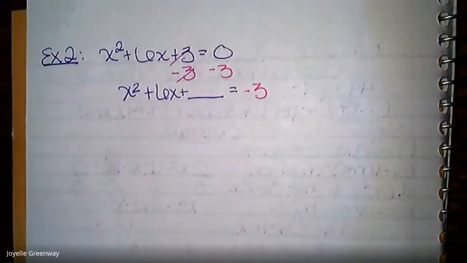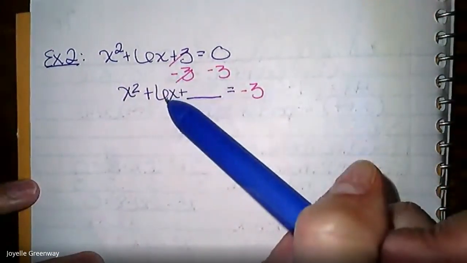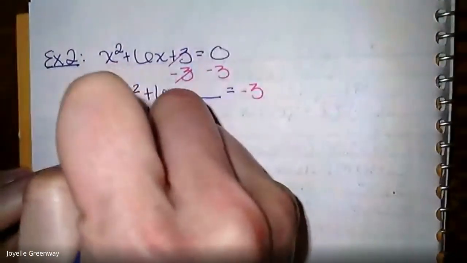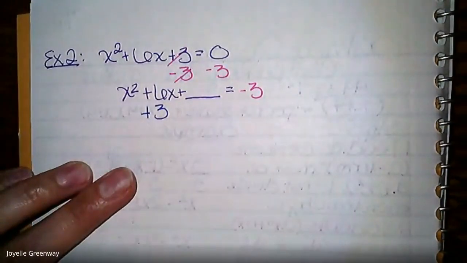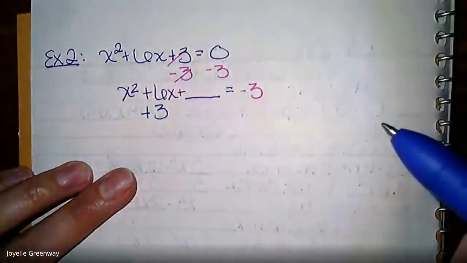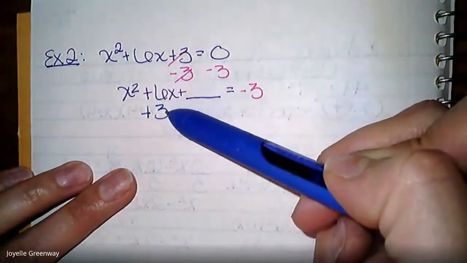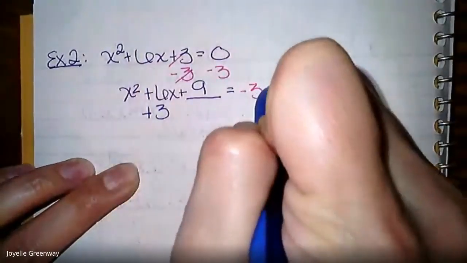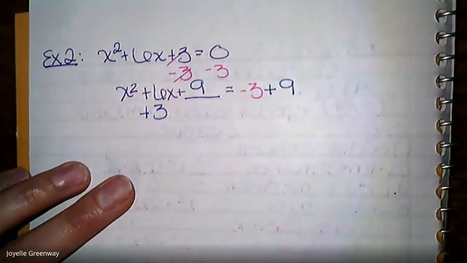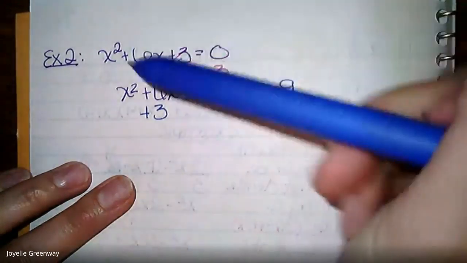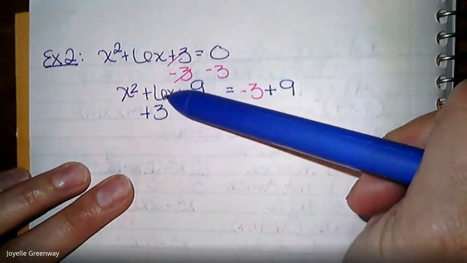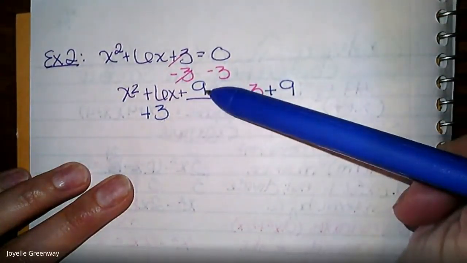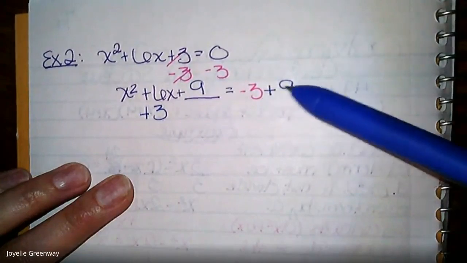Blue. Step 3, divide the B term in half. Half of 6 is 3. So plus 3, right? This is just for later. So half of 6 is 3. I square 3. 3 times 3 is 9. And add it to both sides. Okay? Took half of B, which is 6. Half of 6 is 3. I square 3, which is 9. And I add it to both sides.